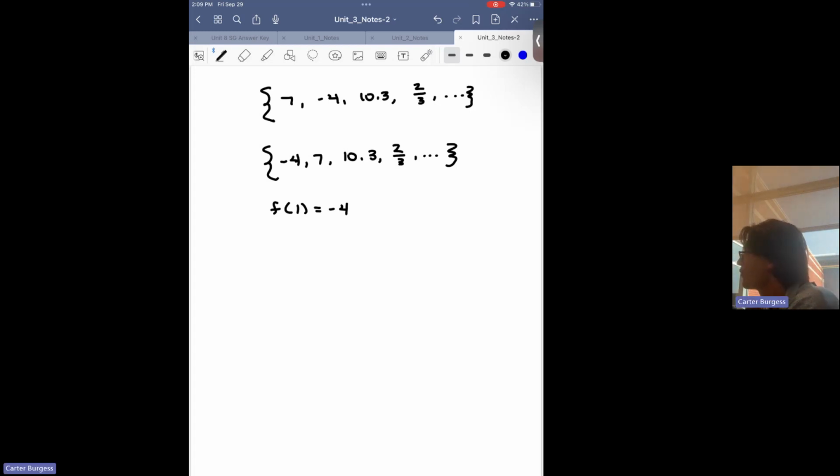If instead of -4, you were trying to direct me to 2/3, what would you tell me? How would you send me to 2/3? Go to f of 4. Look at the fourth term of our sequence.